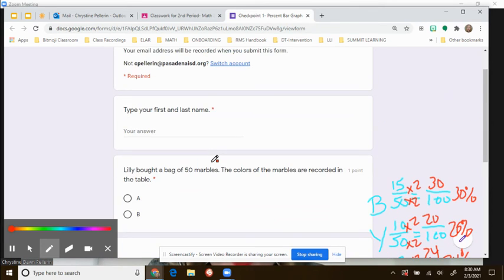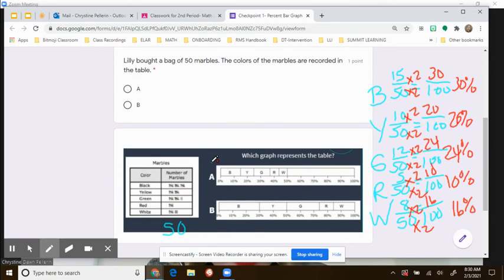So now we're going to go up here. Oops, didn't mean to do that. We're going to look at this. It's wanting you to put this on a bar graph and pick which bar graph represents this. So now that we have the percents, we can make our table.